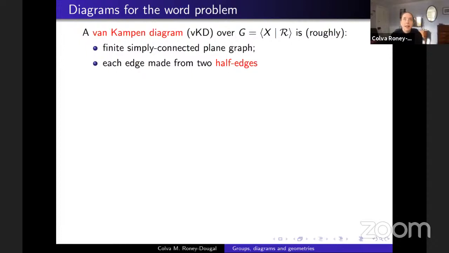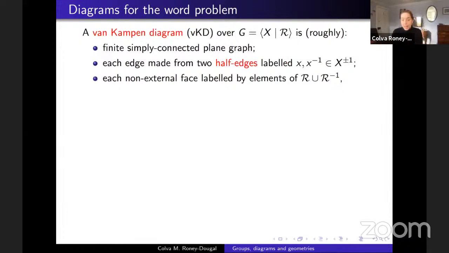I'm going to think of each edge of that graph. So strictly speaking, an edge is just a pair of vertices. But I'm going to think of it as being made of two directed edges, oppositely oriented, which I'll call half edges. And the edges are going to be labelled. So one side of the edge will be labelled with one of my generators, and the other side has to be labelled by the inverse.